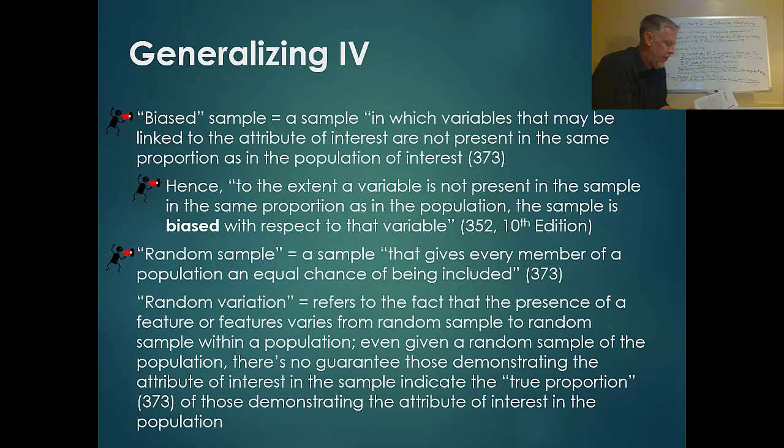So that refers to the fact that the presence of a feature or features varies from random sample to random sample within a population. So even given a random sample of the population, there's no guarantee those demonstrating the attribute of interest in the sample indicate the true proportion of those demonstrating the attribute of interest in the population. So we can do as best we can, but there's still going to be that notion of random variation at play, that idea that no matter what we do, there's still that chance that we can't properly capture the proportion of members of the population that have that attribute of interest.